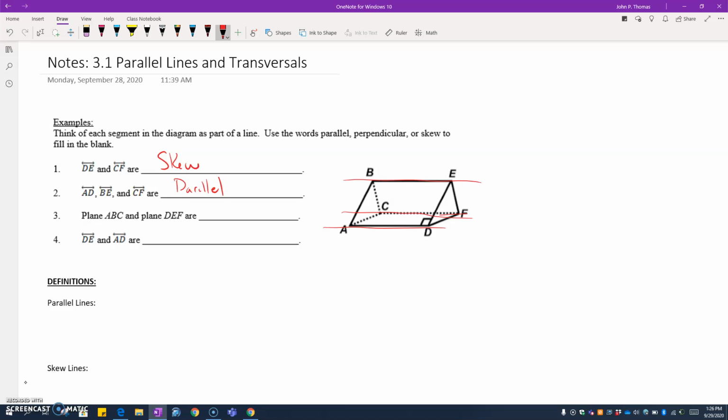All right, and then 3, we have plane ABC and plane DEF. So the left side and the right side. All right, so this is like the top and bottom, in a sense, of the triangular prism, and those are going to be parallel. All right, so we have parallel planes with those 2 end caps, and then we have DE and AD. That's right here where the right angle marker is, so those 2 are perpendicular. All right, and we can use our abbreviation for that if we want to. All right, so if I run through, that takes us through 4.